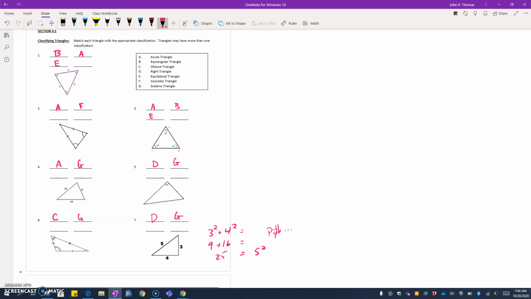All right, so that takes us to the first page. Big thing, acute triangle, all the angles are less than 90.